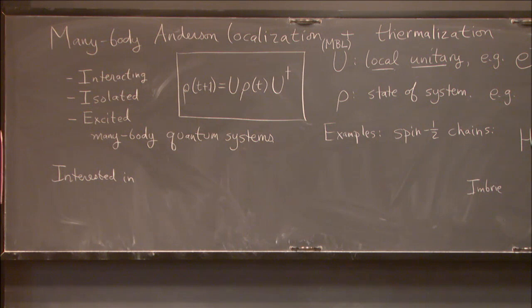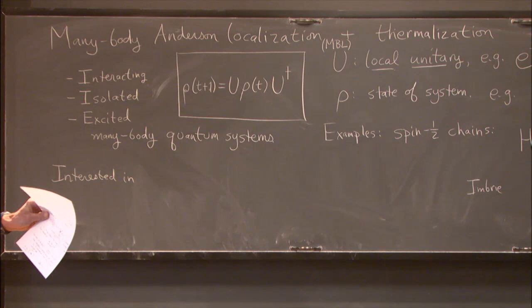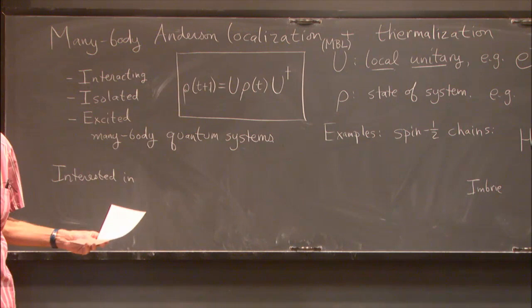Right. So I view, in Anderson localization, there's sort of three problems. There's the single particle problem. There's the ground state problem, the ground state interacting problem. And then there's this problem, which is interacting and not in the ground state. And they're really three different things. They have certain commonalities, but they have very important differences as well.